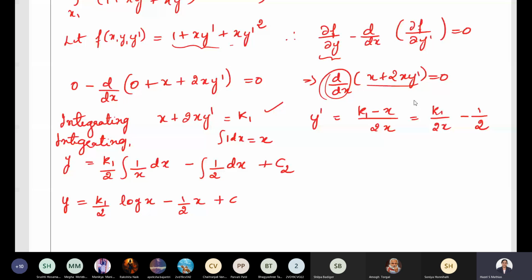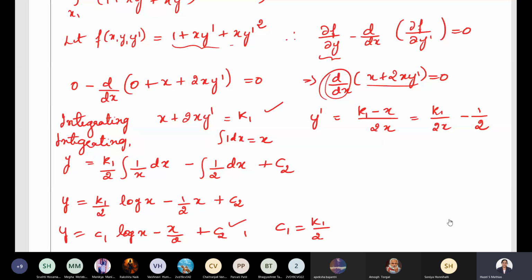You can also write this as y is equal to c1 log x minus x by 2 plus c2, where c1 is k1 divided by 2. So this is the function y for which the functional attains an extremum. Is it clear now? Yes, clear ma'am. We need to find the value of that function for which the functional attains its extremum. Everybody clear?